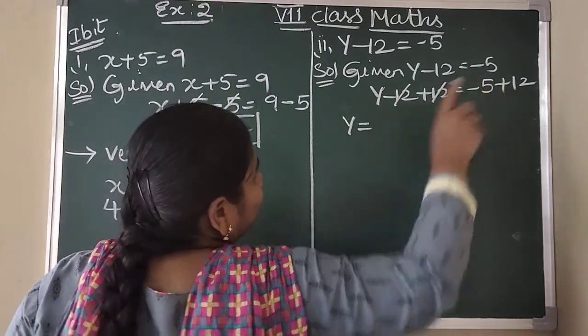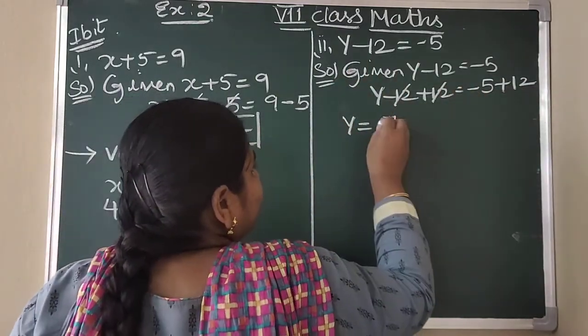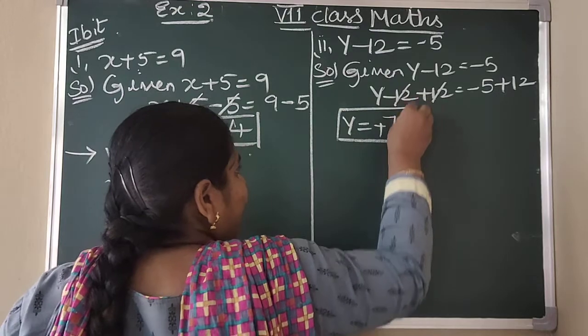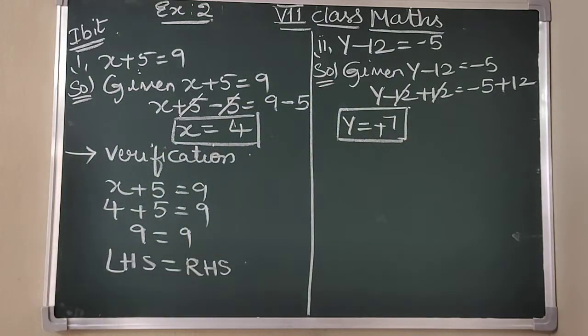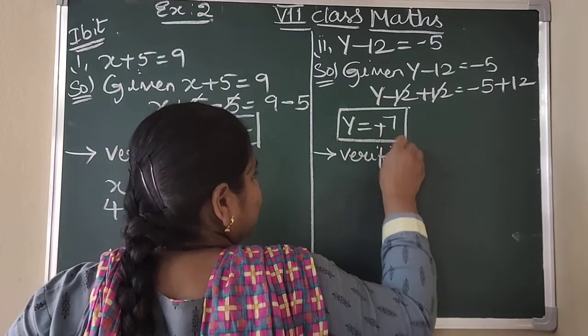That is, minus into plus is minus. 12 minus 5 is 7. The bigger number's sign is plus. So we got the y value as 7. Now verification we will do, whether we got the correct answer or not.